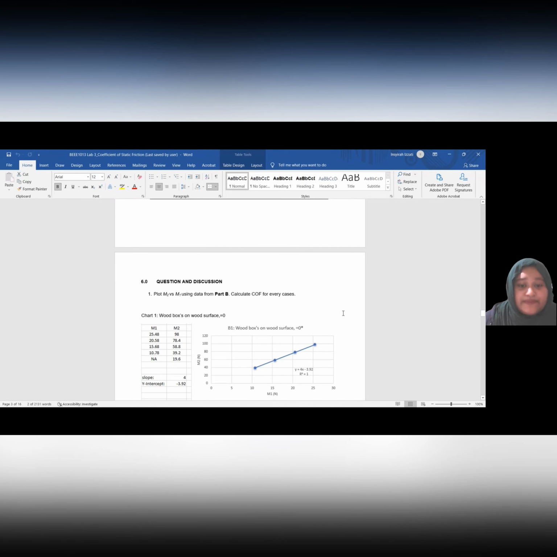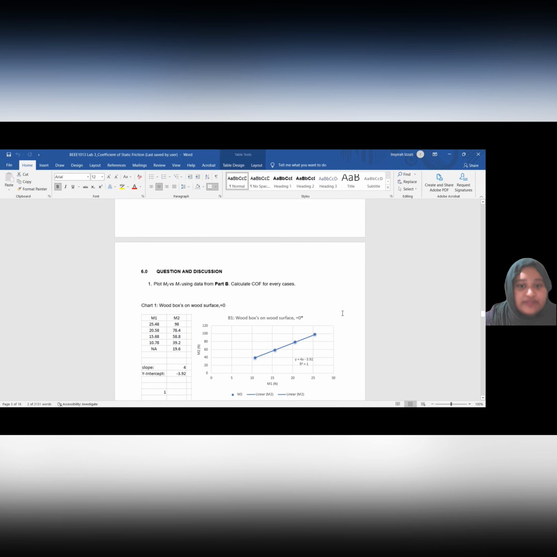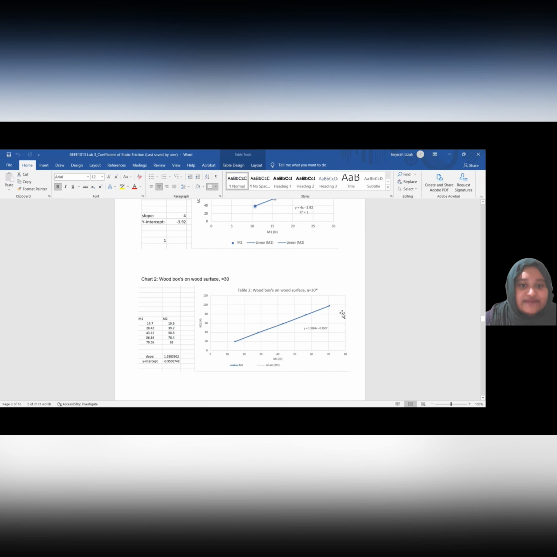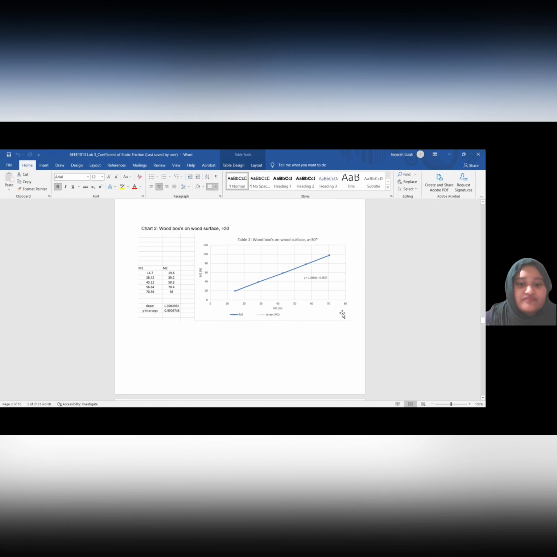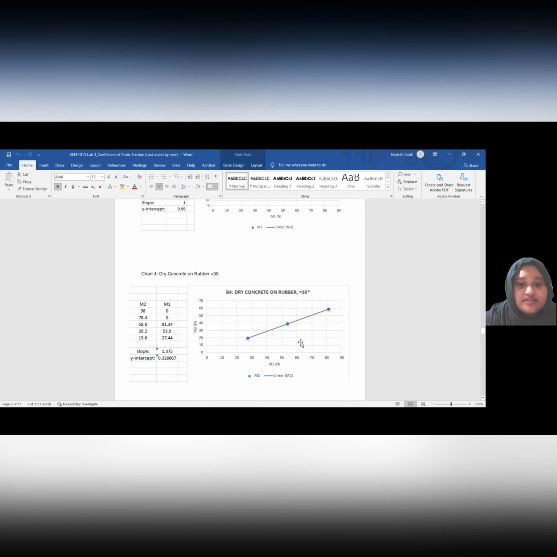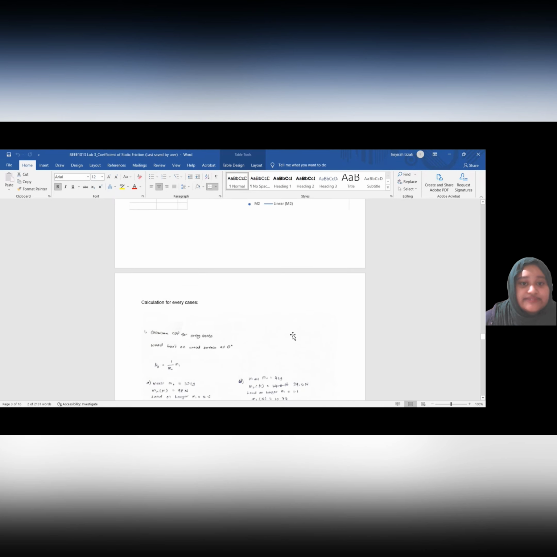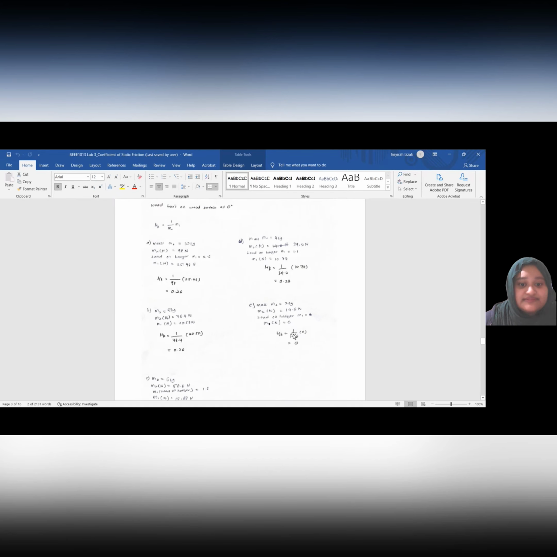This is chart 1. This is the line graph for number 1. This is the line graph for number 2, chart 2, table B2. This is the line graph for chart 3, table B3. And this is the line graph for table B4. This is the calculation for every case.